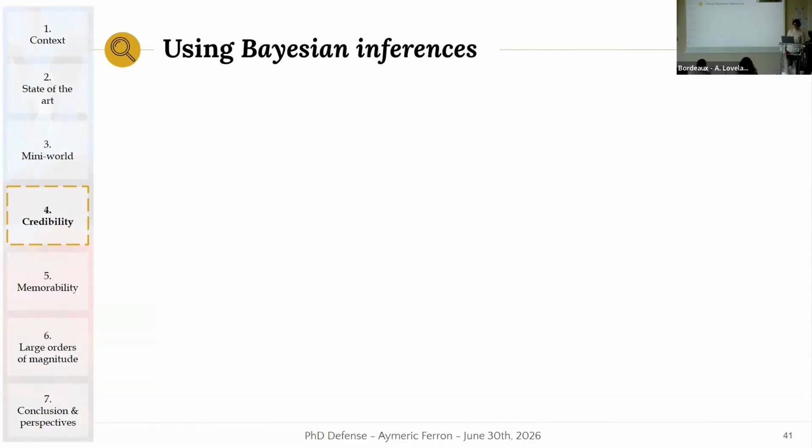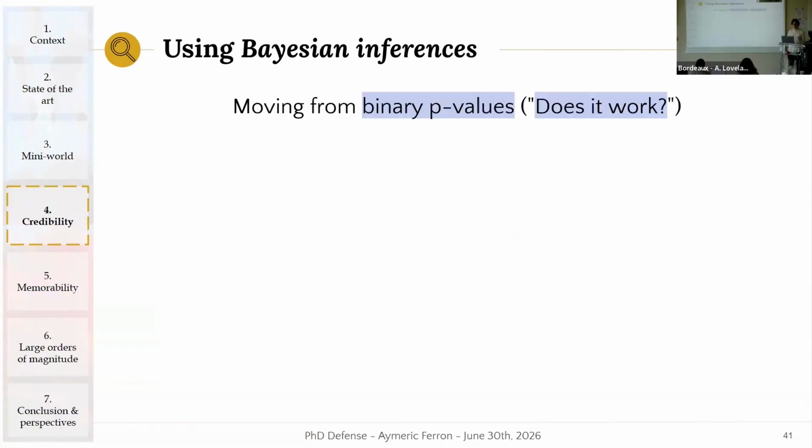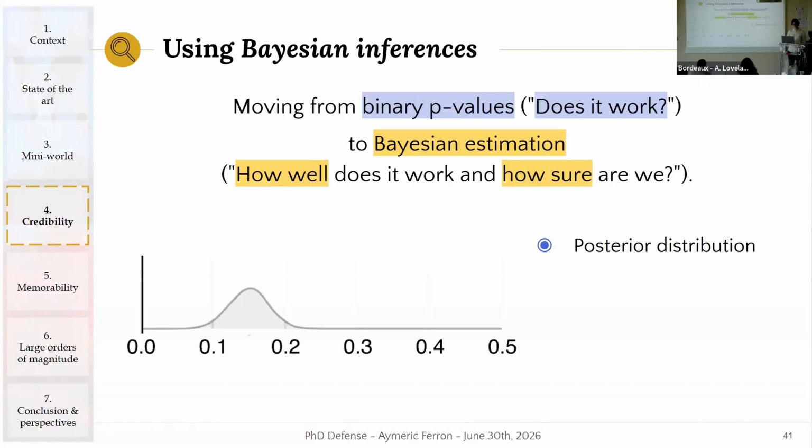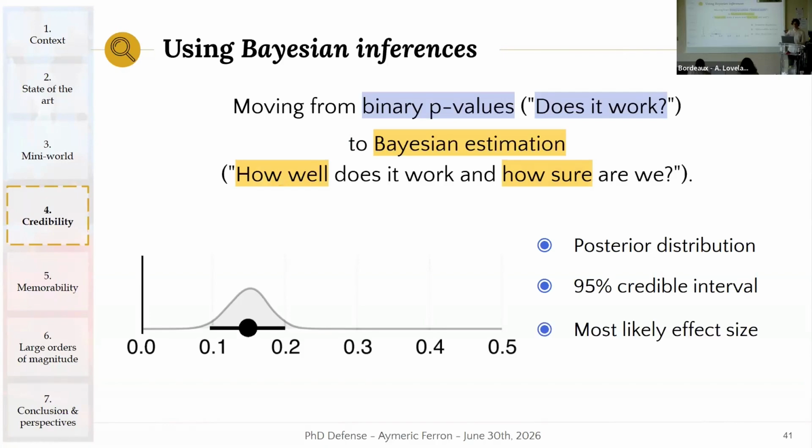Before continuing, I need to take a bit of time to explain how we computed our results with some Bayesian inferences. So instead of using binary p-values answering the question, okay, does it work, yes or no, we rather use Bayesian estimation answering the question, how well does it work and how sure are we? So all the results will look like that. I will have an axis with some values, a posterior distribution representing the probability of having the given effect size, a black bar representing the 95% credible interval, and a black dot representing the most likely effect size.